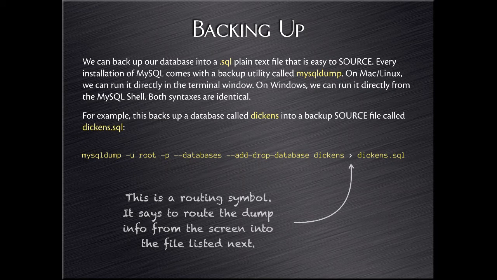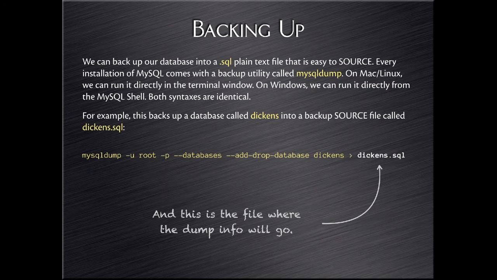Now if I don't route my info or my dump file anywhere, it'll just show up on the terminal window, and I could read it, but it doesn't do me any good there. So what I want to do is say, don't send it to the terminal window, but instead, please route it to a file which I will give you next. And then obviously here, this is a file name of my own invention, dickens.sql. And so that's where it's going to go.